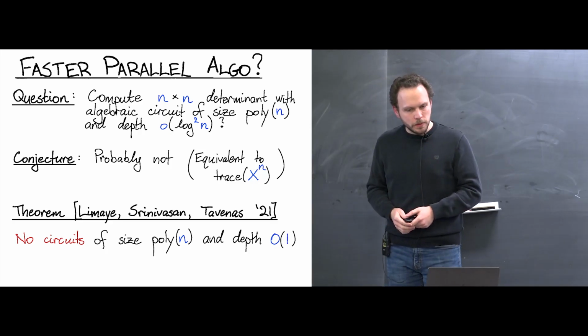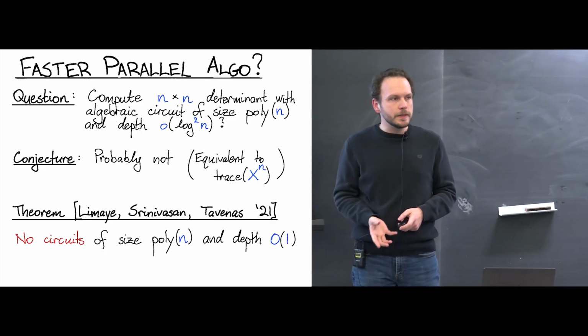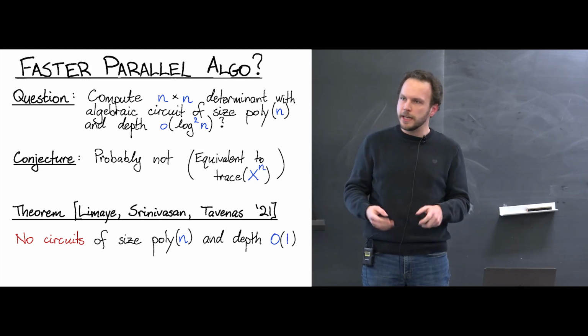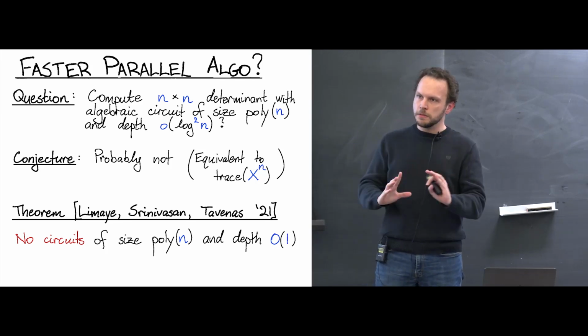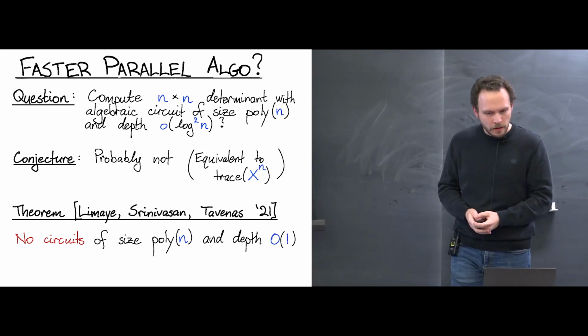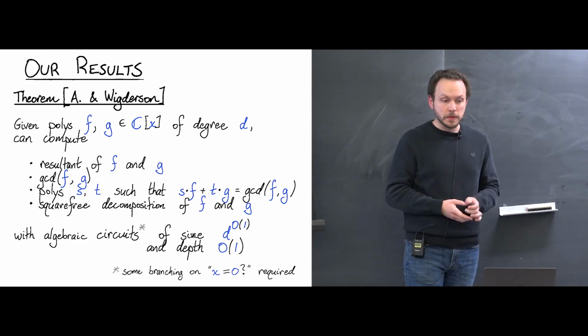Okay, so the punchline is if you want faster parallel algorithms for something like the GCD, you need to take advantage of the structure present in these linear systems. You can't just close your eyes, pretend that it's general linear algebra and then solve it faster. So let me tell you about the results we were able to get for some of these problems.